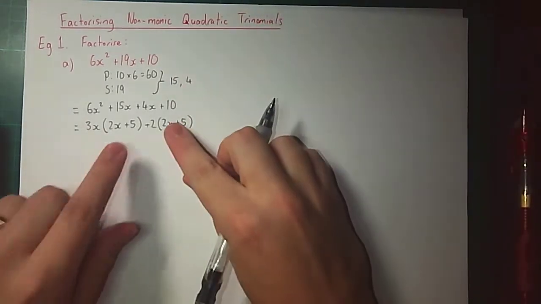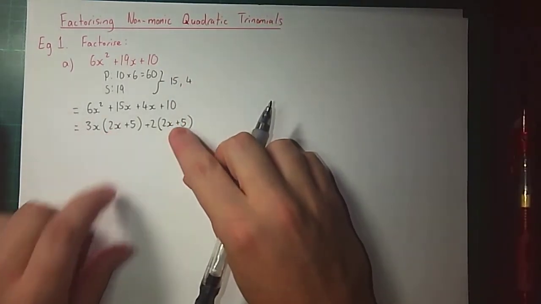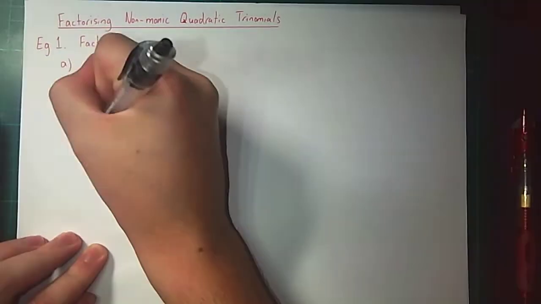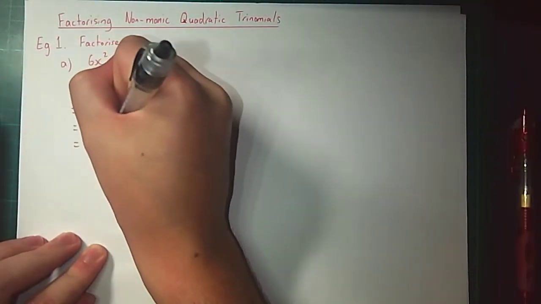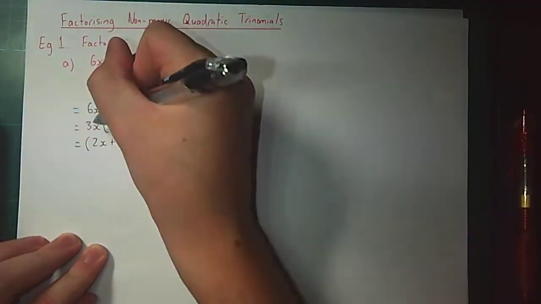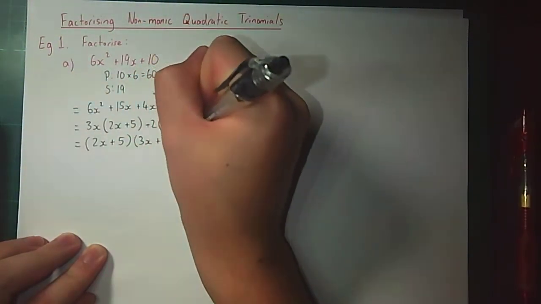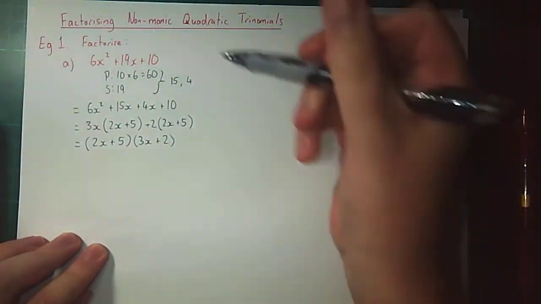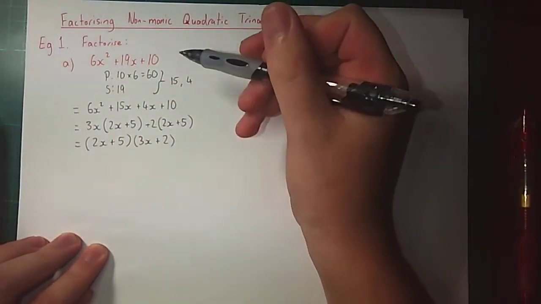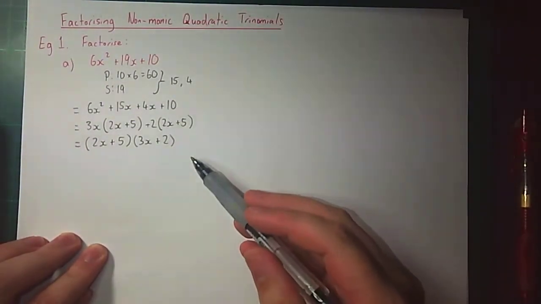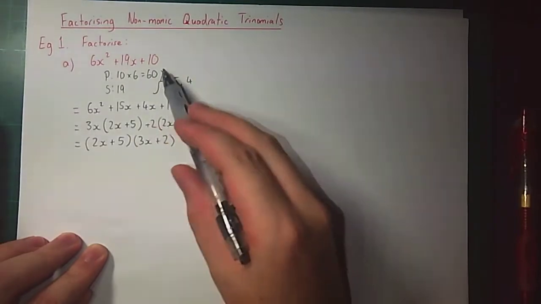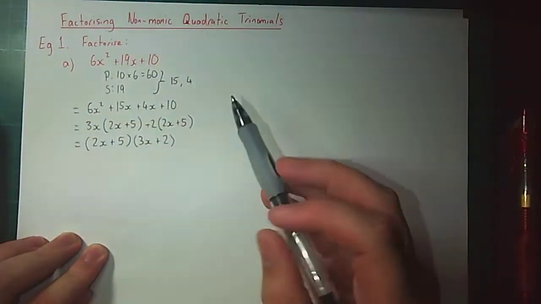You'll notice that here we've got a common 2x plus 5 with each of these, so we're going to take that out the front, and whatever's remaining we're going to put in brackets as well. So here we're going to have 3x plus 2. So a lot more steps than we're used to, but it's essentially the same idea. It just might get a bit more complicated with this extra thing being there.